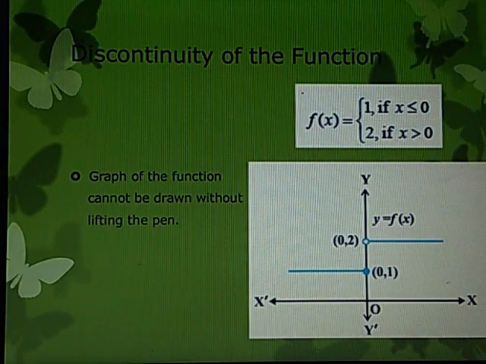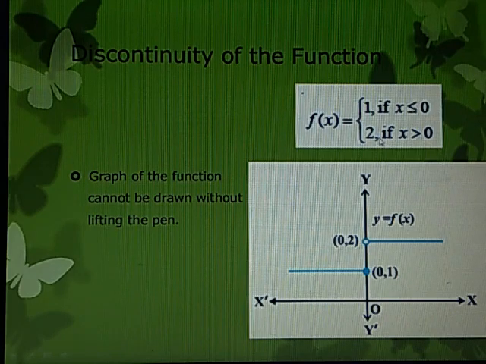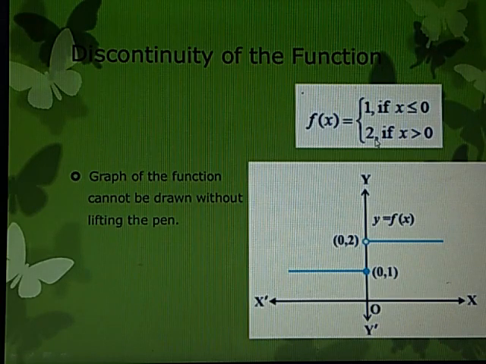Now see another one which will help us in understanding discontinuity of a function. Now it says f(x) will be 1 for x equal to 0 and lower values. f(x) will be 2 for x greater than 0. That means whenever x is assuming values more than 0, f(x) will be equal to 2. At 0, f(x) will be 1, and for smaller values of x, less than 0, f(x) is still 1.